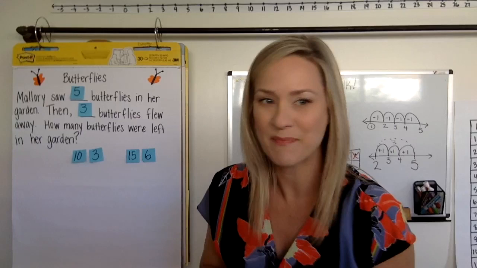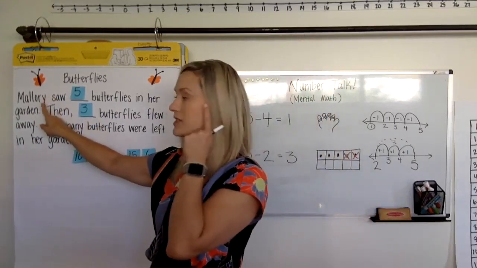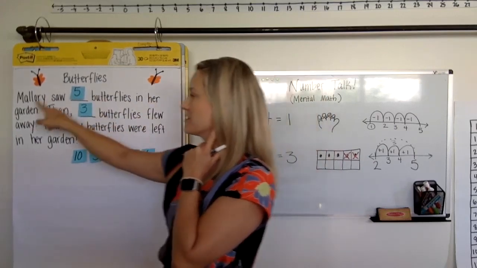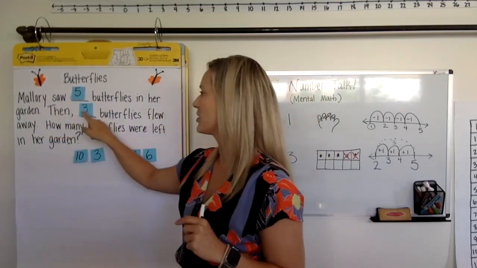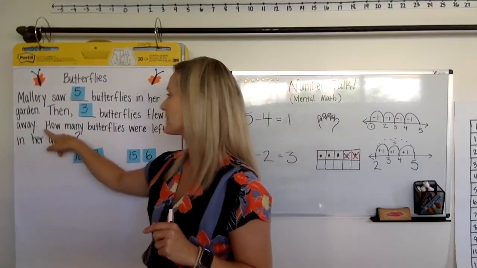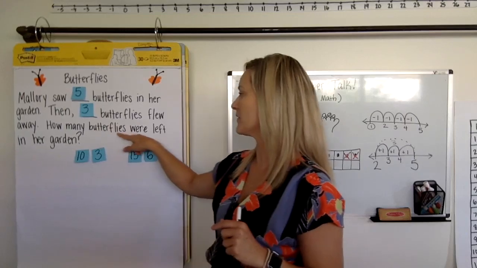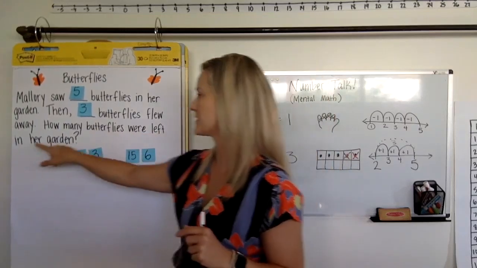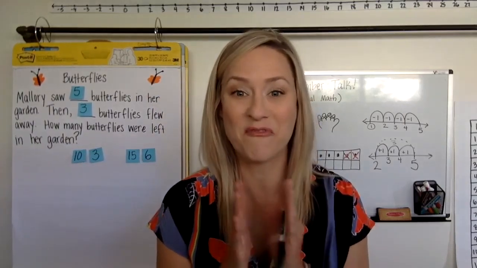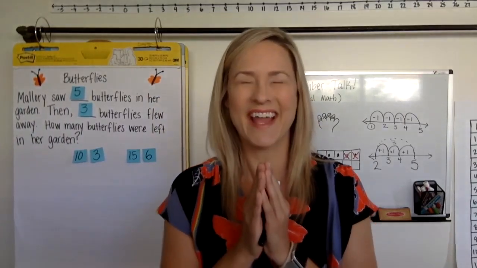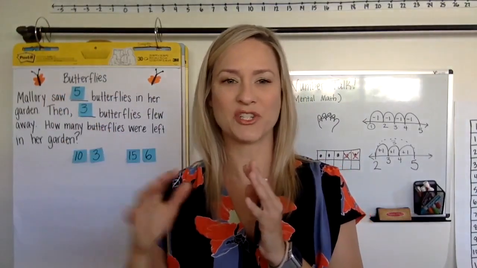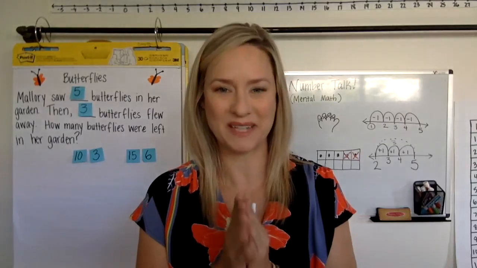All right, so then we would read it back to ourselves, remembering to picture the story. Mallory saw 5 butterflies in her garden. Then 3 butterflies flew away. How many butterflies were left in her garden? Okay, so we know for sure Mallory had 5 butterflies in her garden. And then 3 of them flew away. And we're trying to find out how many were left.